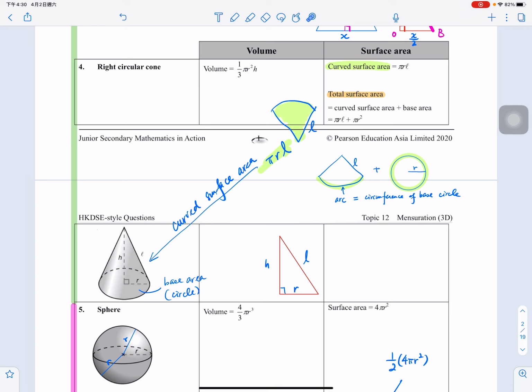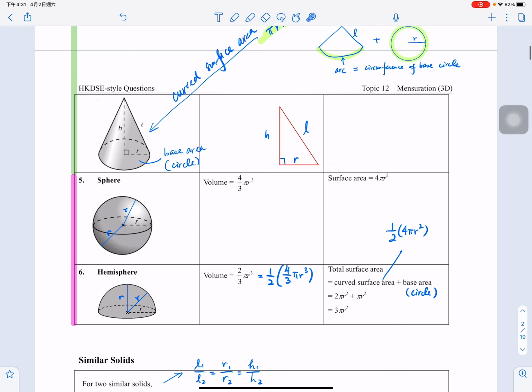One thing I want to remind you about is this curved surface. After you flatten it, the arc length actually equals the circumference of the base circle. Sometimes we will need to use this relation to find some unknowns. So remember. Okay, last kind, the sphere and hemisphere.